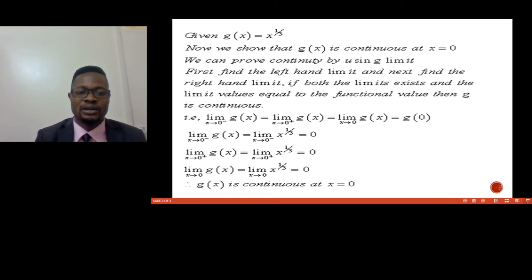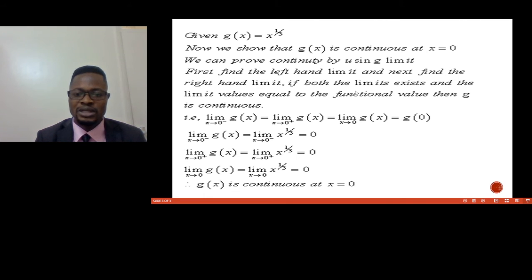Now, if you are given a function and asked to show that g of x or f of x is continuous at a certain number, we can only prove continuity by using limit first. Find the left hand limit and next find the right hand limit. If both the limits exist and the limit value equals the functional value, then g will be continuous.